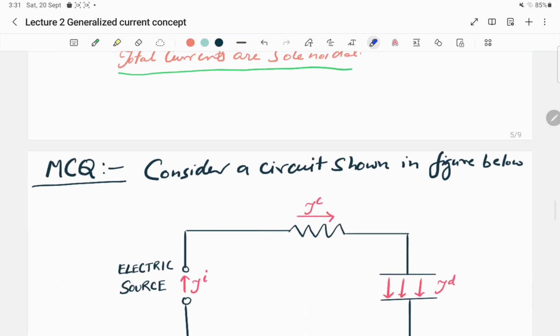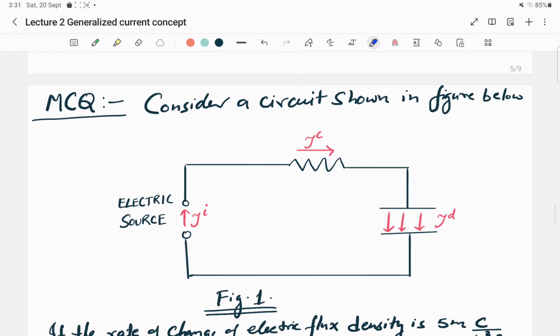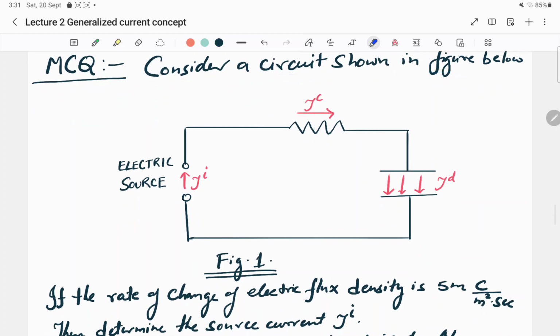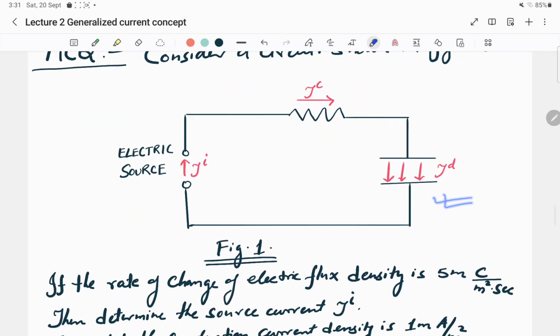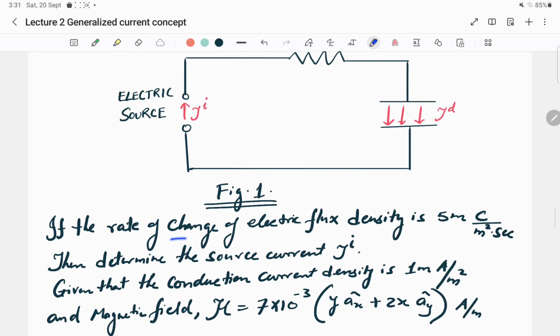Alright, now I have one question for you. It says, consider a circuit shown in the figure below. So this is the same circuit which we have seen above. If the rate of change of electric flux density is 5 millicoulomb per meter square second, then determine the source current Ji, given that the conduction current density is 1 milliampere per meter square and magnetic field H is equal to 7 times 10 to the power minus 3 times (y ax cap plus 2x ay cap) ampere per meter.